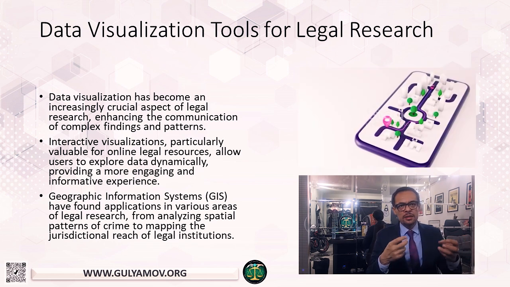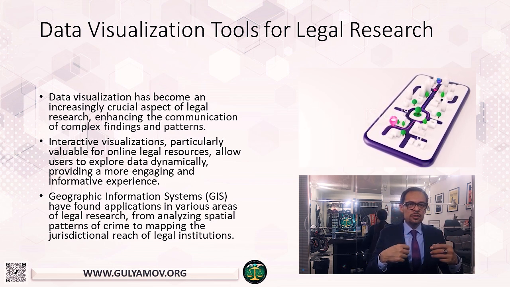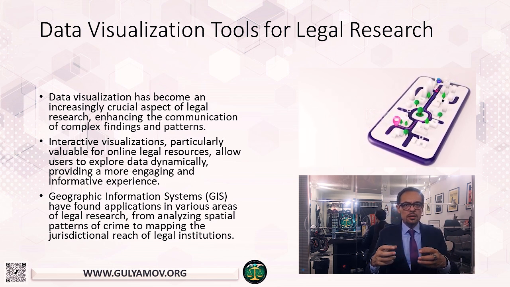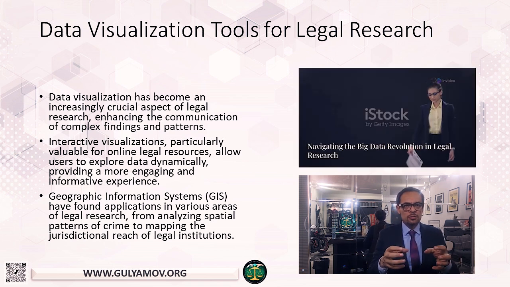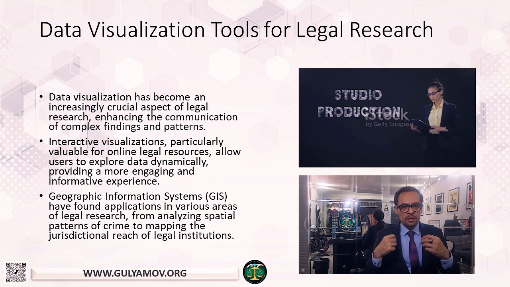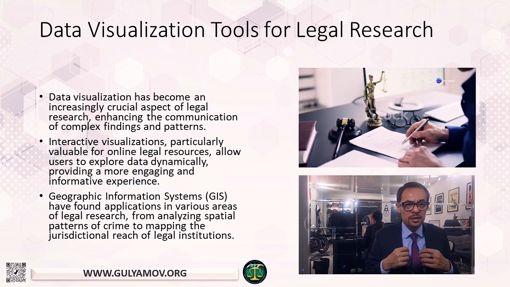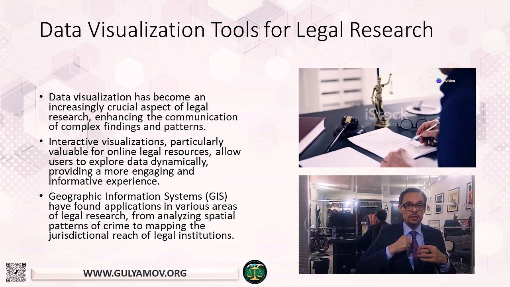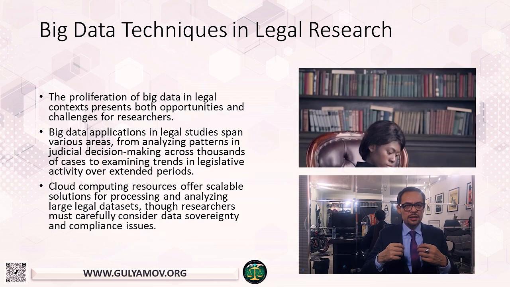Network visualization tools are especially relevant for mapping legal relationships, such as citation networks or co-authorship patterns in legal scholarship. Timeline visualizations offer powerful ways to represent historical legal developments or the progression of landmark cases through the court system. Geographic Information Systems, GIS, have found applications in various areas of legal research, from analyzing spatial patterns of crime to mapping the jurisdictional reach of legal institutions. Text visualization techniques, including word clouds and topic modeling visualizations, can reveal patterns in large corpora of legal documents.